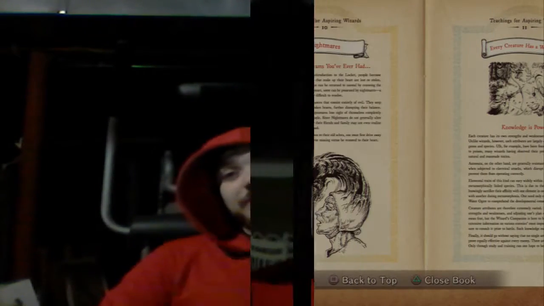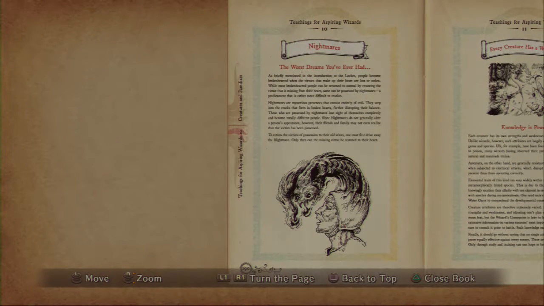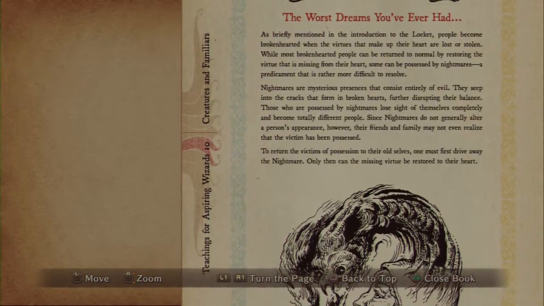Alright, and that does it for spells for this lesson. We move on for some information about the world around us, starting with what nightmares are. And I'll see you in just a moment. Teachings for Aspiring Wizards, number 10. Nightmares. The worst dreams you've ever had.